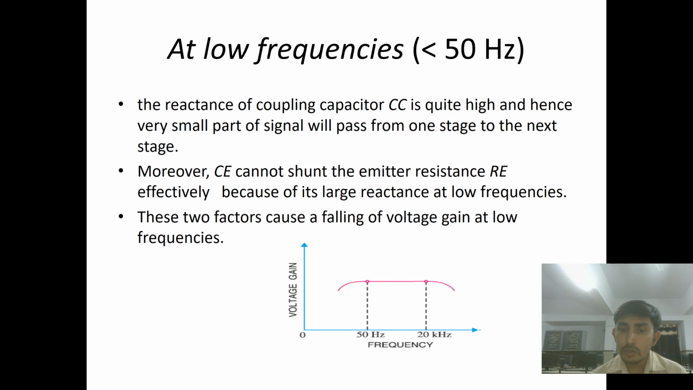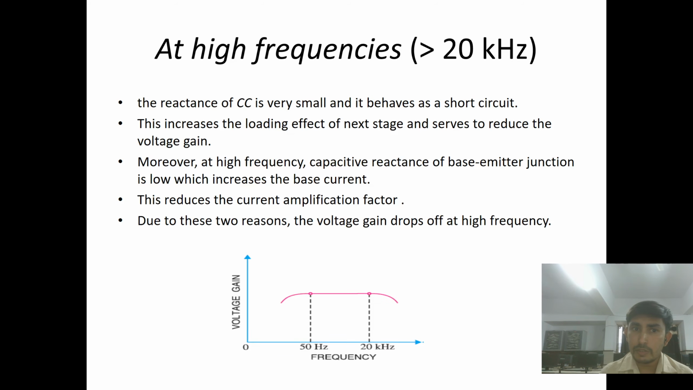Similarly, above 20 kilohertz, at high frequency, what happens? Again, as you see in the graph, at high frequency also the gain is reduced. As the frequency increases, the reactance of the coupling capacitor becomes very small, and it sometimes behaves as a short circuit. As it behaves as a short circuit, it increases the loading effect from one stage to the next stage, and because of the increased loading effect, the voltage gain is reduced. This is one reason, the coupling capacitor.